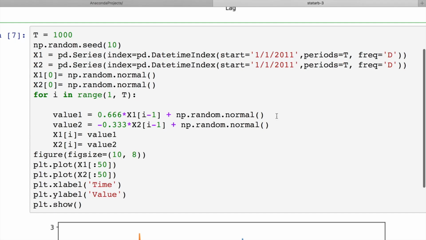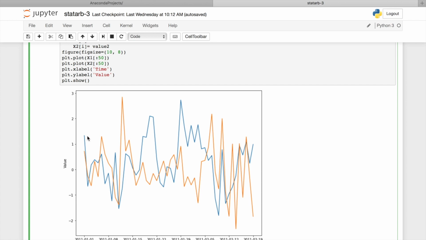Let's look at the example. We'll generate two time series, x1 and x2. Both of them are integrated of order 1, where alpha 1 for x1 equals 0.666 and for x2 equals minus 0.333. Look at x1 and x2 charts. As you see, both time series move together. Somewhere they diverge, but return to the mean.